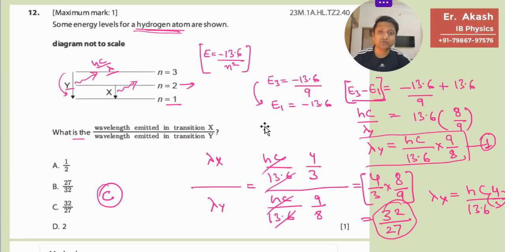So like this you have to solve the equation. First you have to calculate the energy on each of the orbits, each of the energy levels. Then you have to subtract them to get the energy of that photon that has been emitted due to the energy difference, and then you have to calculate the wavelengths, and then you have to compare them. So it's a very beautiful question.